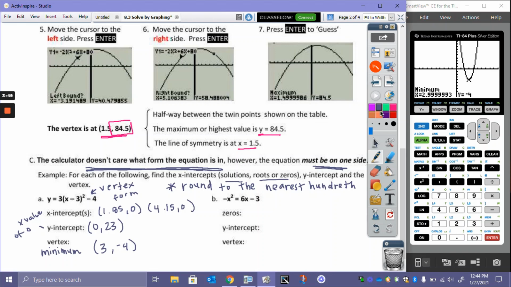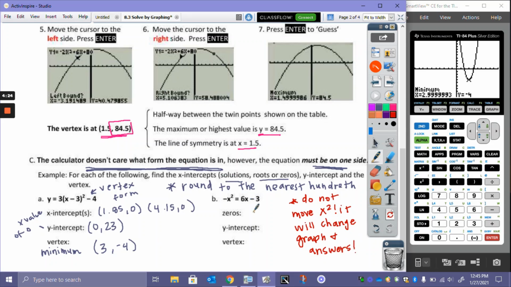Okay, now let's talk a little bit about the second problem. So we have -x squared equals 6x minus 3. So we're not going to move this x squared. So do not move x squared. And the reason for this, it will change your graph and your answers. So keep it in that structure.